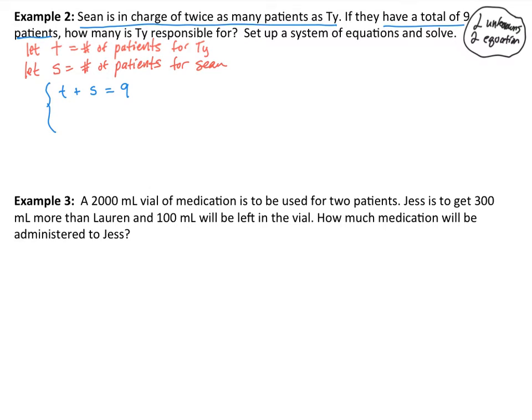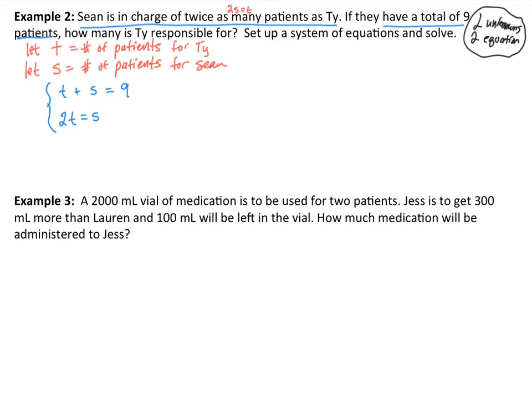The other piece of information I need to write an equation is this. Sean is in charge of twice as many as Ty. Now we want to be careful here because we want them to be equal. So if I want these two quantities to be equal, I need to take Ty's patients, multiply them by 2, then that will equal Sean's. Now sometimes, and this is a common mistake, students will read this as 2S is equal to T.